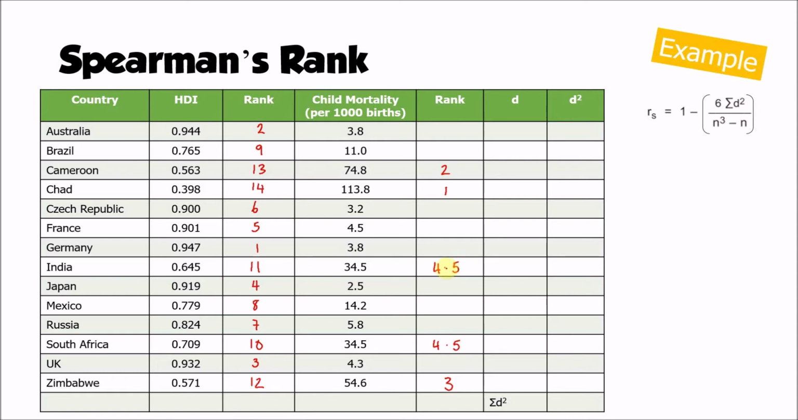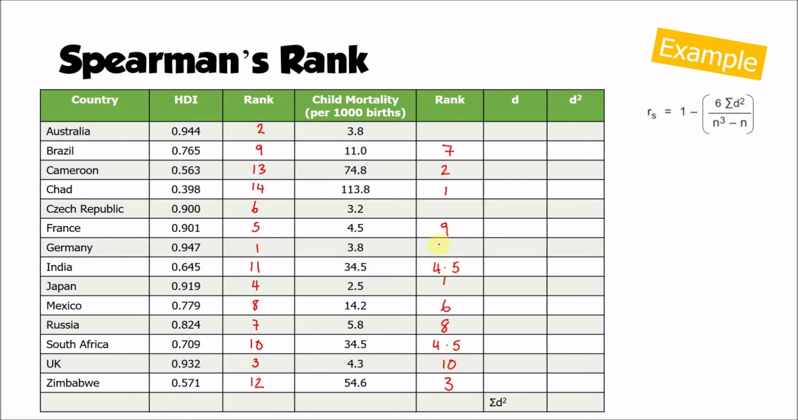And then the next highest value will get a rank of 6, which goes to Mexico. So we'll rank that as 6. And the 7th highest is Brazil. Next highest is Russia. And then the next highest after that is France. So that gets a rank of 9. And then following that, the UK gets a rank of 10.